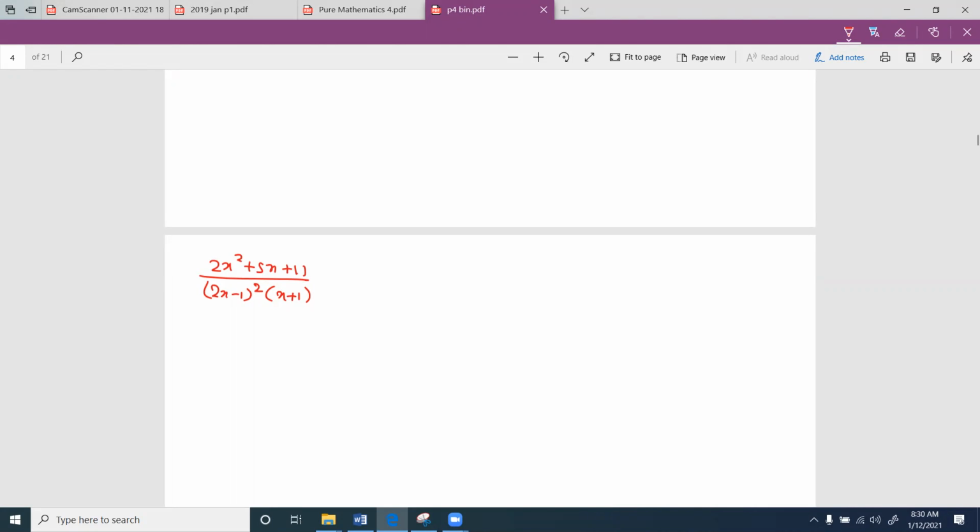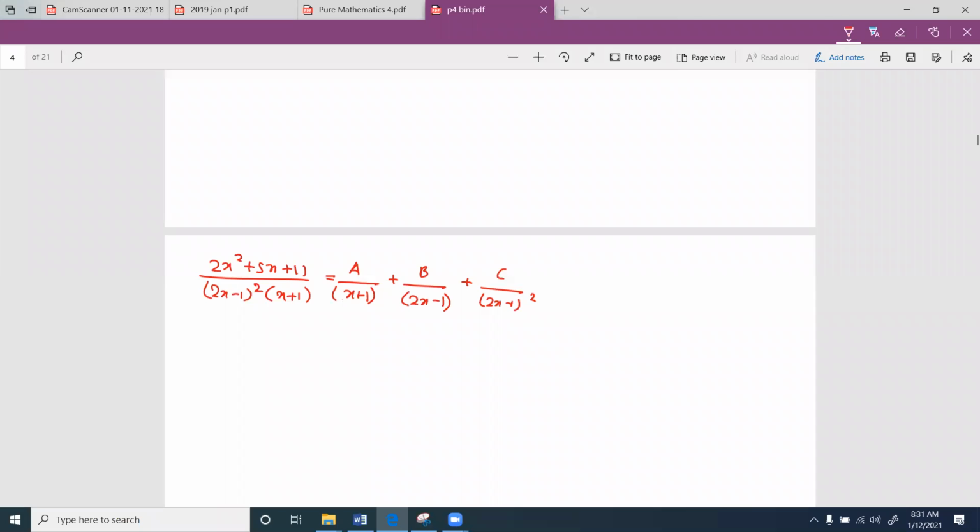So initially we can write the partial fractions with it. Here it's a power equation, so you can say this is a over x plus 1 plus b over 2x minus 1 plus c over 2x minus 1 squared. If you happen to see powers, you write all the minimal orders at the denominator, right?